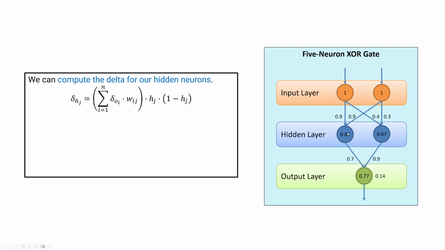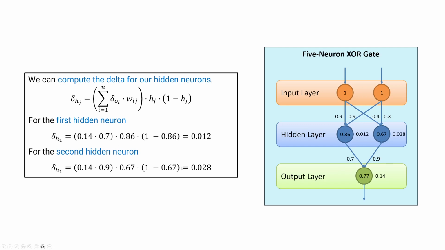and then we're going to finish it off by taking the derivative of the activation function, which is just taking this value, the 0.86, that's the hj, and multiplying it by 1 minus itself. So again, making sure we got all these terms. We got our 0.14 term, we multiplied it by the weight, we took the activation term, we multiplied it by 1 minus itself. Computing that out, we get the value of 0.12. And then for the second hidden neuron as well, we're going to just do the exact same process. We got the 0.14, the 0.9 is the weight, the 0.67 multiplied by 1 minus itself gives us the delta for that neuron of 0.028.